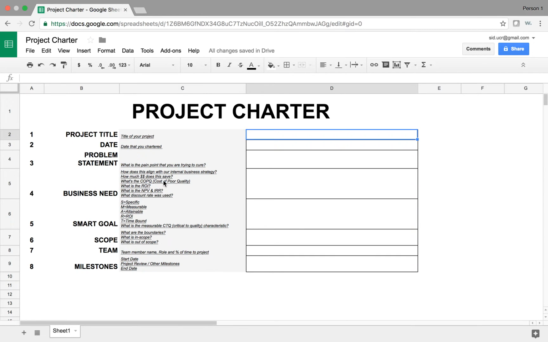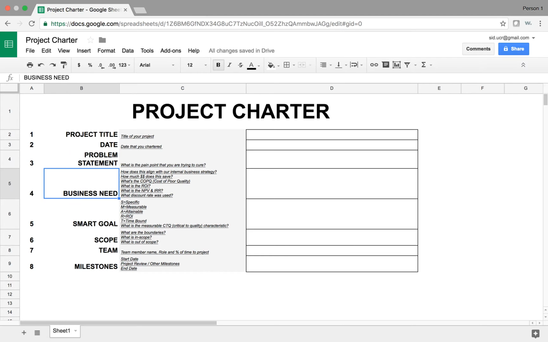It has 8 things, starting with the project title, which is less than 5 words describing what your project is, what you're working on. Then the date that you chartered the project, and the problem statement. Now this focuses on the pain point that you're trying to cure, that you're trying to solve. If you have a loan processing company and you're not getting enough loans on time, or if you're taking too long to do a loan, you have to point that out here.